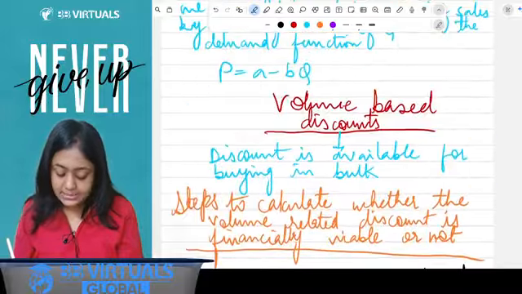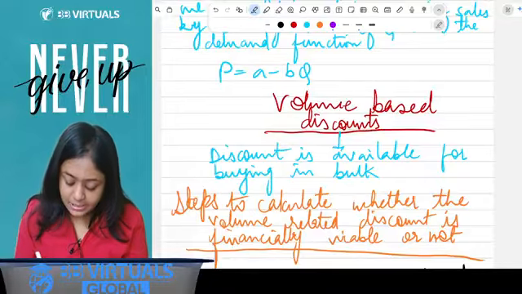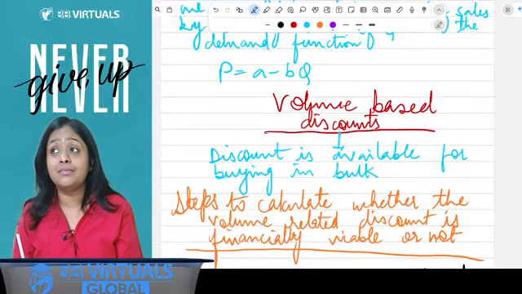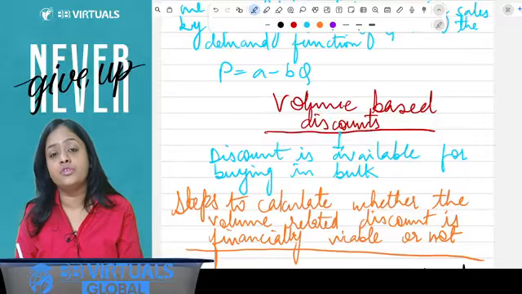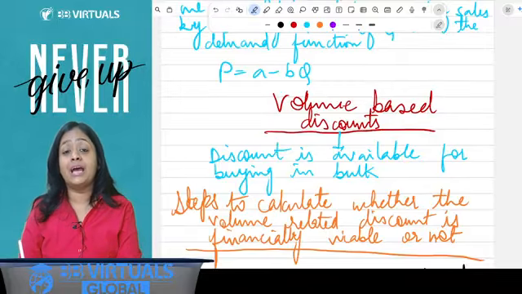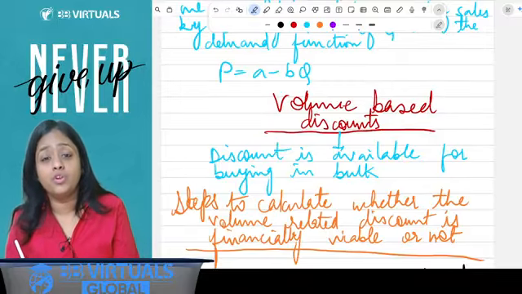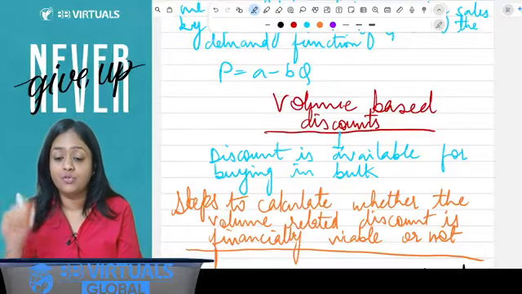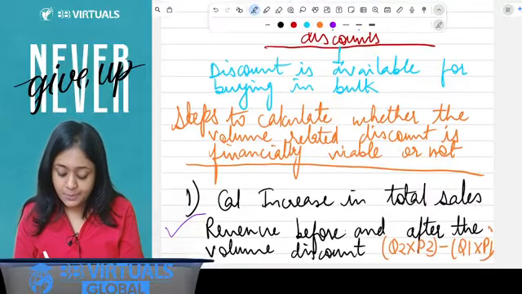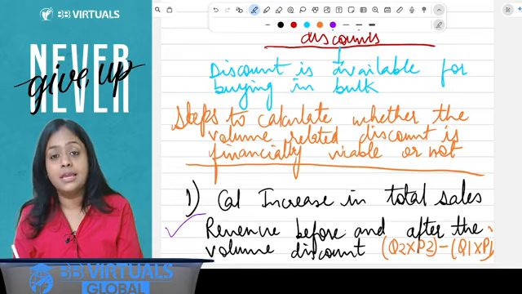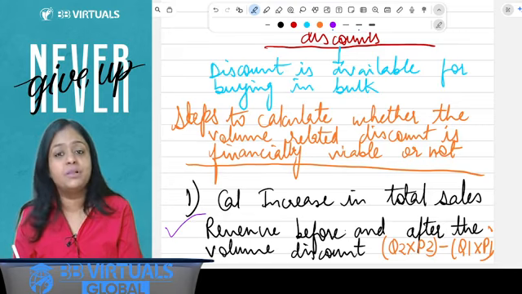Now I'll discuss just one more point, which is volume-based discounts. Let's say that an entity is offering that if you buy in volume, or if you sell in volume, they're asking for discounts, and you feel that giving the volume discount is a very profitable thing. But is it or not? For that, we have to do some calculations. So, the steps to calculate whether the volume-related discount is financially viable or not.